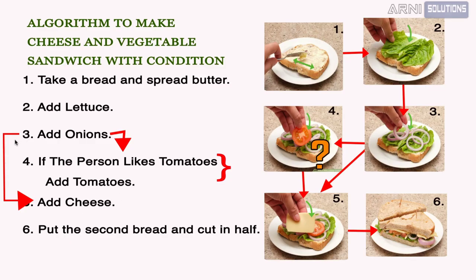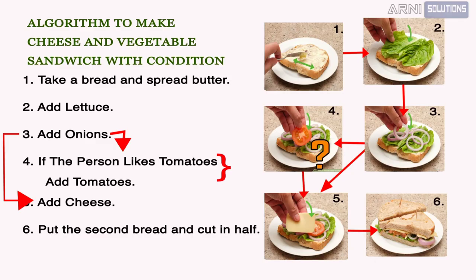So now the steps will be: Number 1, take a bread and spread butter. Number 2, add lettuce. Number 3, add onions. At number 4, you will ask if the person likes tomatoes. If the person likes tomatoes, then add tomatoes, else skip this step. Number 5, add cheese. And number 6, put the second bread and cut in half. So you see, at the step of adding tomatoes, your action had two paths to choose. Either you could add tomatoes or skip this step and go directly to step 5. So this is all a conditional statement does, choosing which path to follow based on what it finds.